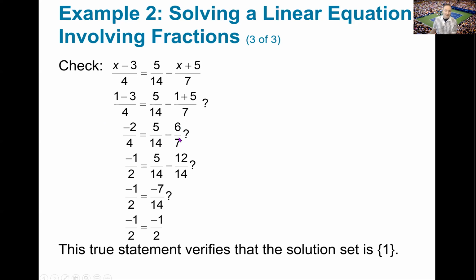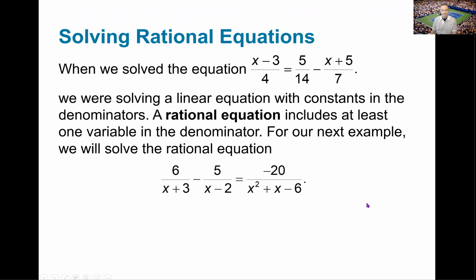5 over 14 minus 6 over 7 has a common denominator of 14. I would multiply the second fraction by 2 over 2. That's going to give me minus 12 over 14. 5 over 14 minus 12 over 14 gives me negative 7 over 14. We know negative 7 over 14 is negative 1/2. So then we can say, well, yeah, of course. Negative 1/2 is equal to negative 1/2. Every single solitary time your solution is true, you're going to get a similar scenario to this, to where the left and right-hand side have the exact same number. So yes, we can say our solution set is 1, or I would just put x equals 1.